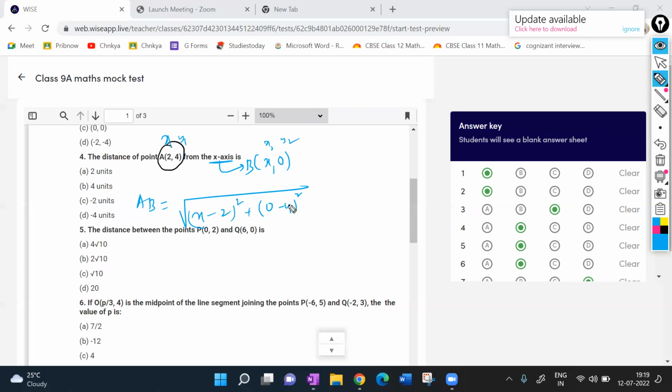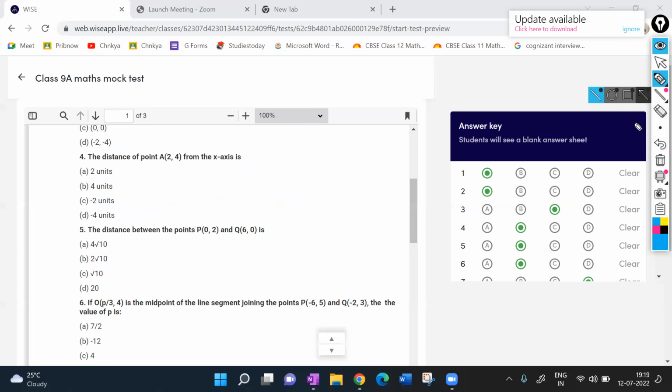Any doubts? Or else, what you do here is, I would give you a simple solution. Look at this here. Which of the following options is going to satisfy this? One second. What is this? Distance of the point A from the x-axis. Or else you need not do all that. It is a very simple process.